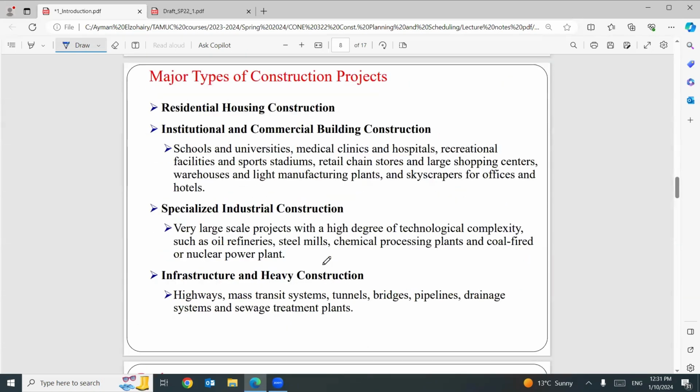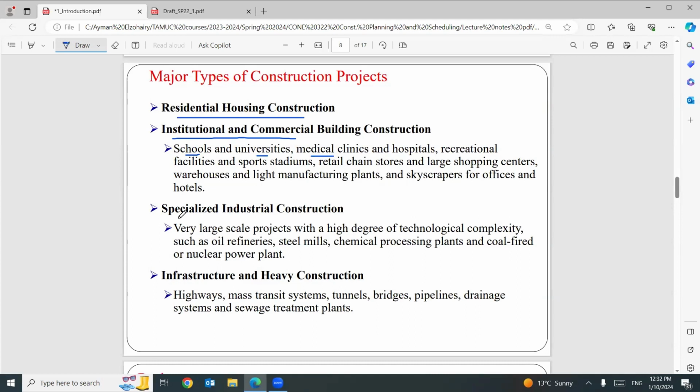Keep in your mind also, any construction project can be one of these types. The major four types are residential housing construction. If you would like to construct your house, residential house or residential building, it will be in this type. The second one is called institutional and commercial building construction. If you would like to build a school, university, medical clinics, hospitals, recreational facilities, or stadiums, all of these will be considered institutional and commercial building construction.